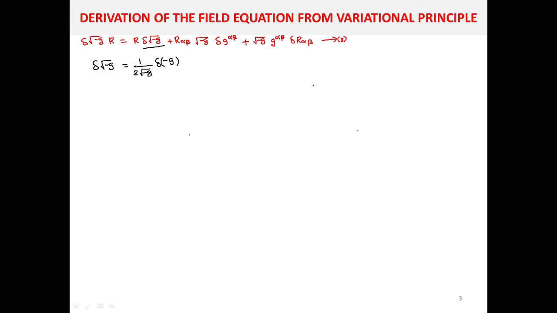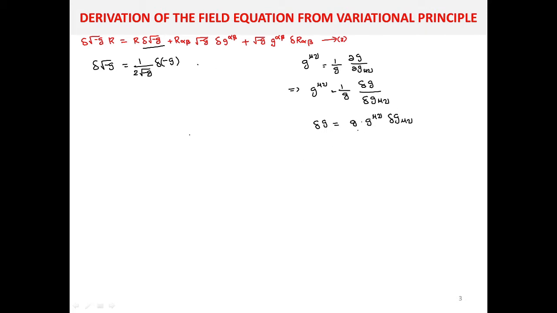Now, in the previous class, we have obtained the relation g mu nu equal to 1 by g dou g by dou g mu nu. Okay, this can be written as g mu nu equal to 1 by g into delta of g divided by delta of g mu nu. So what is the value of delta g? Delta g will be equal to g into g mu nu into delta of g mu nu.